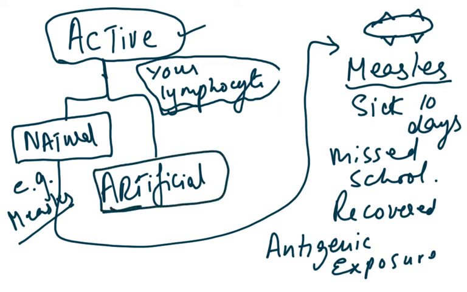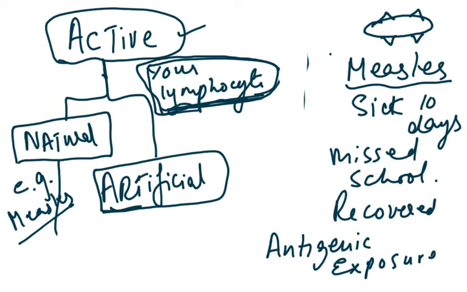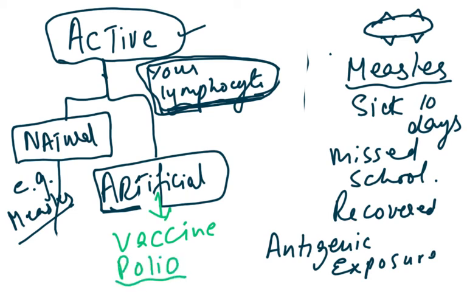Artificial active immunity, again, your lymphocytes will perform some function. But why is it artificial? It is because we have given you some sort of a vaccine. Vaccine means we've given you, like an example is the polio vaccine which we give you in the form of drops.